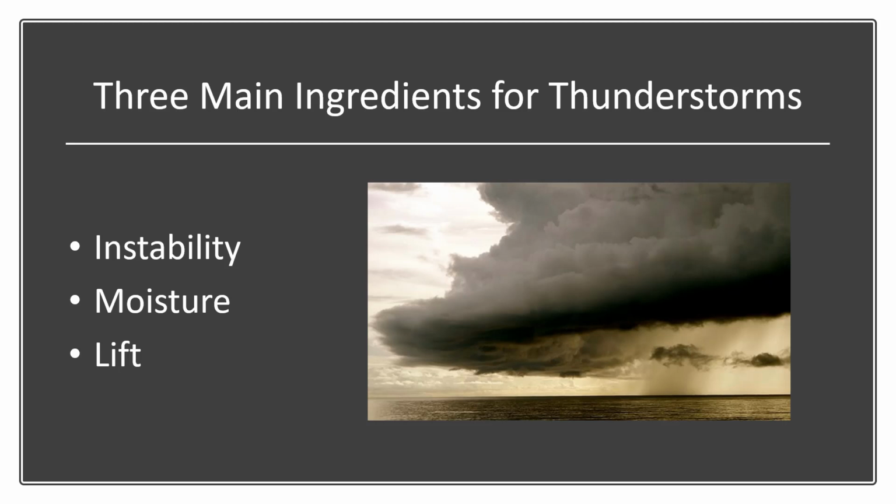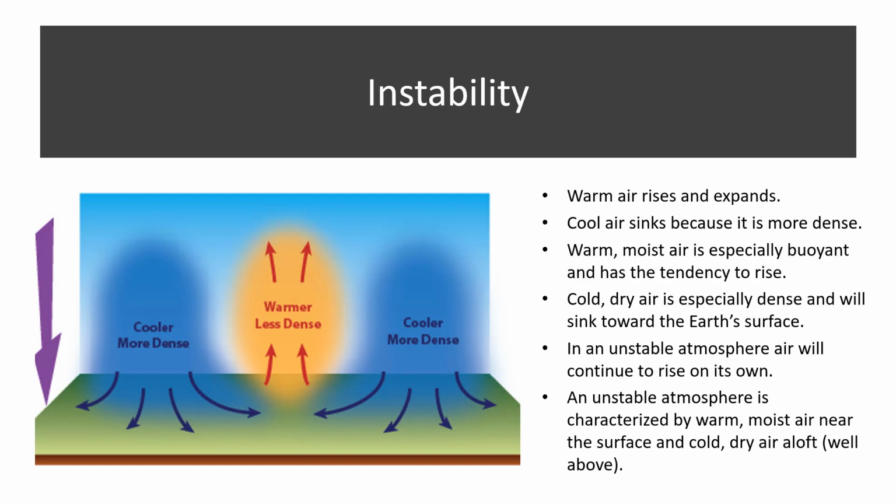There are three main ingredients necessary for thunderstorms to form: instability, moisture, and lift. Warm air rises and expands. Cool air sinks because it is more dense. Warm, moist air is especially buoyant and has the tendency to rise. Cold, dry air is especially dense and will sink towards the Earth's surface. In an unstable atmosphere, air will continue to rise on its own.